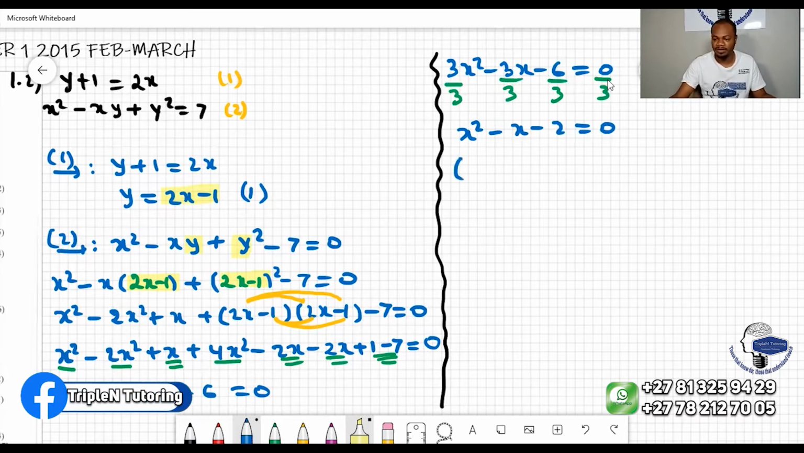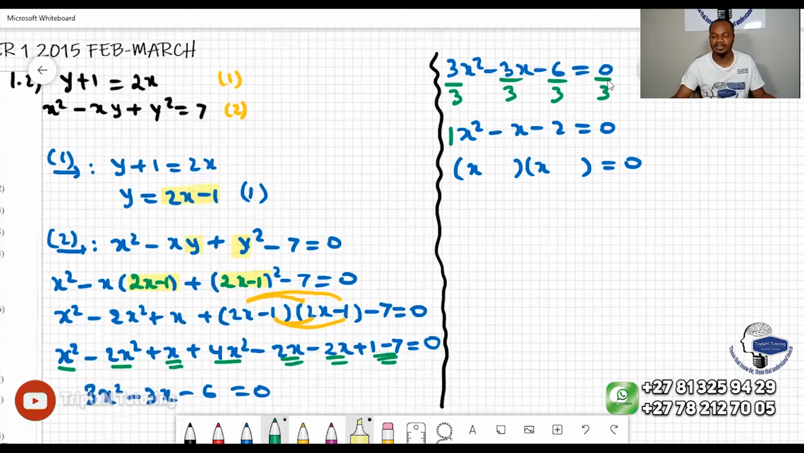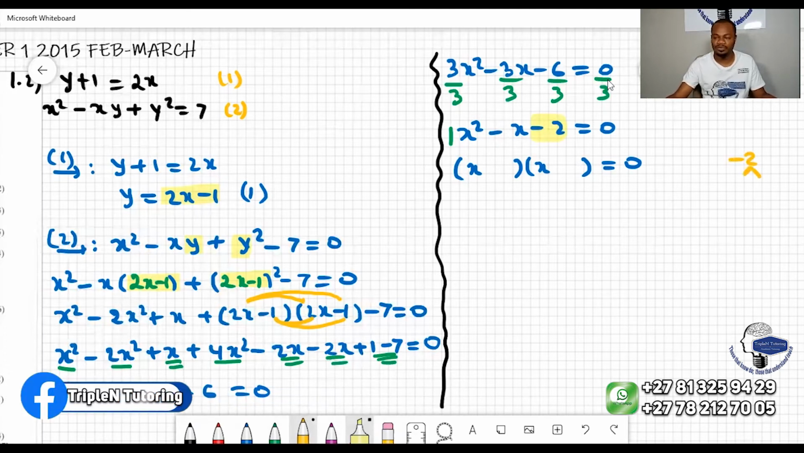We can just open a bracket, write x, close, open another bracket, write x there. We do that only when the coefficient of x squared is 1, like in this case. Now we take the last term, which is -2. I'm going to list the factors of 2. We've covered the negative sign now. The factors of 2 are just 1 and 2.